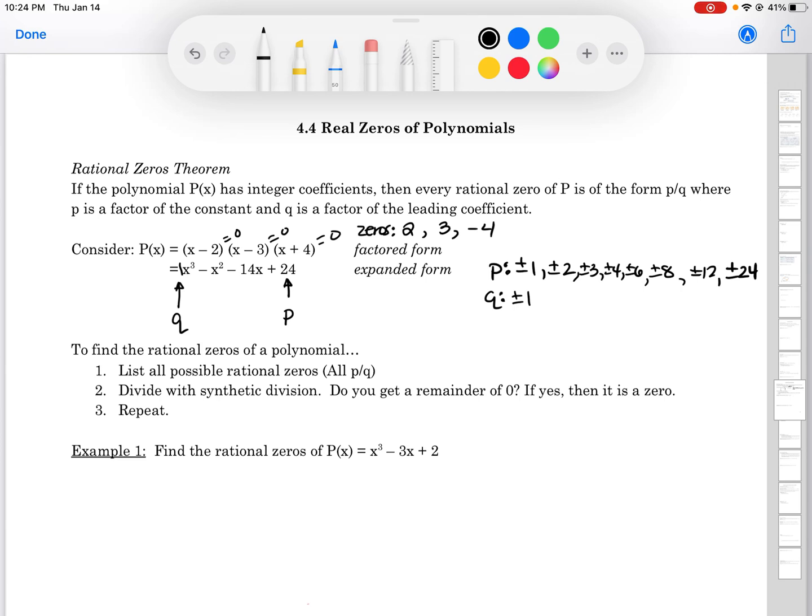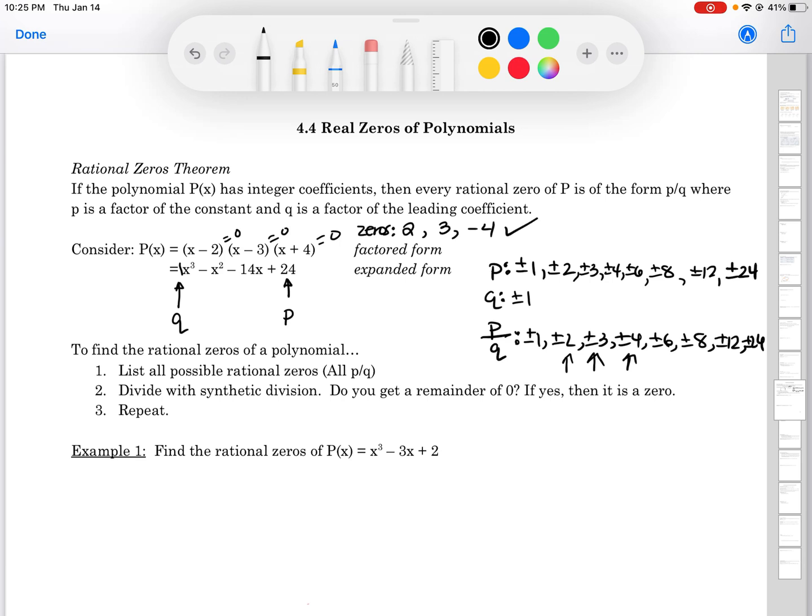So what we want to do is look at our possible rationals, which is our list of p's divided by q's. So I'm going to divide each of those p's by that plus or minus 1. And since that's a nice easy division, it's going to look like the same p list in this case. Plus or minus 1, plus or minus 2, plus or minus 3, 4, 6, 8, 12, and 24. And while this is a long list to go through, I do recognize that 2, 3, and 4 all happen to be on my list, and they are in fact zeros.